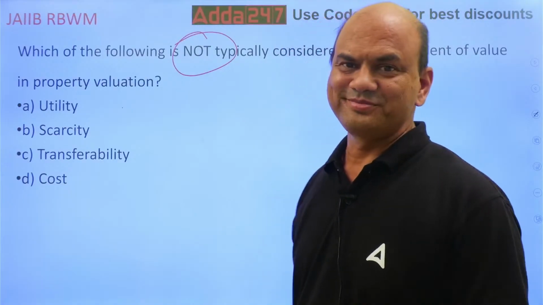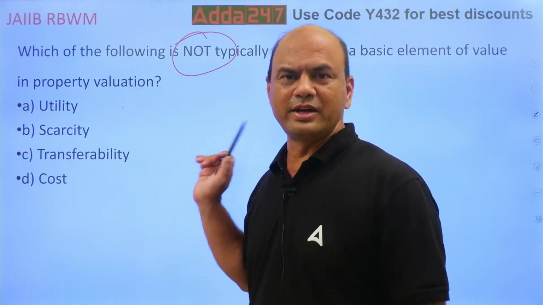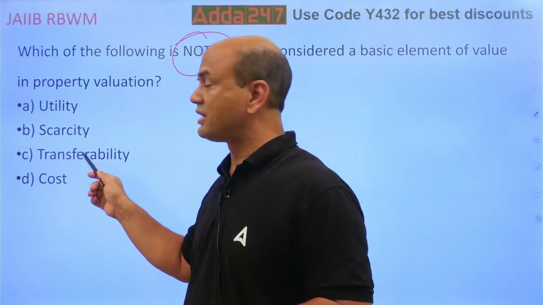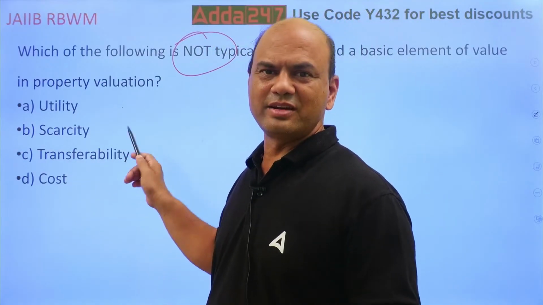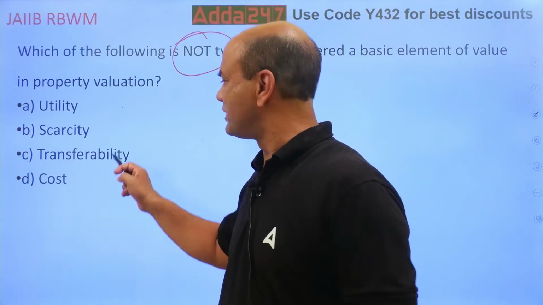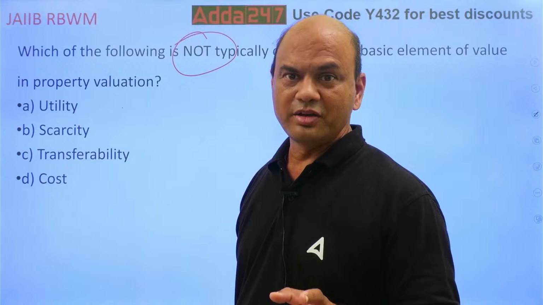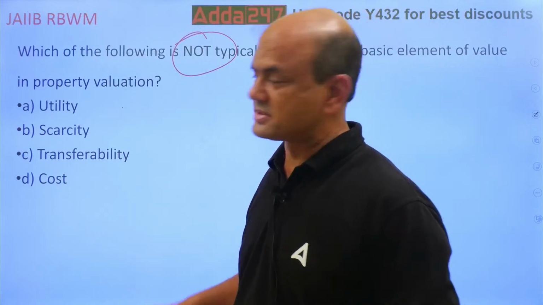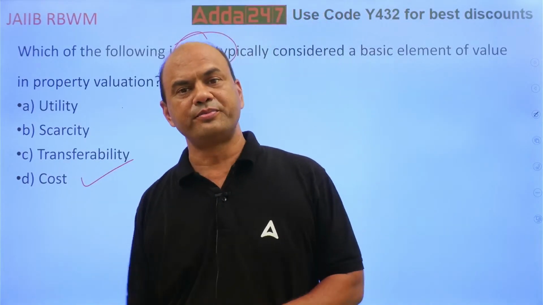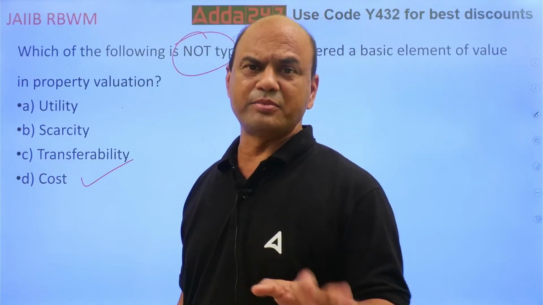Think. Cost will be there definitely, because cost is money, isn't it? Then transferability, that we don't know here. Many of you are thinking this way. But remember, the one which is not of prime importance is cost. Cost is different than value. Kindly note, it is not that important.